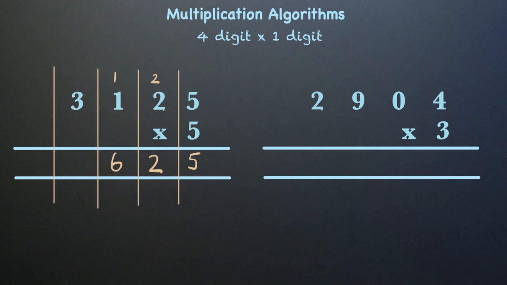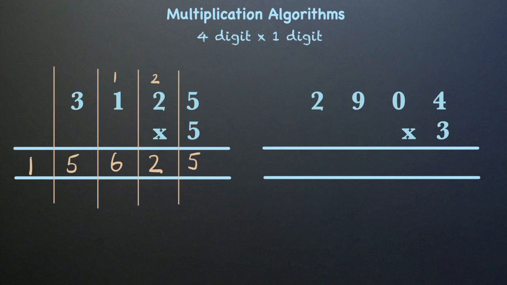Then I've got 3000s times 5. 3 times 5 is 15. And I can record it as 15 like that. There's my answer, 15,625. Last one now. This time I'm not going to separate the place values.